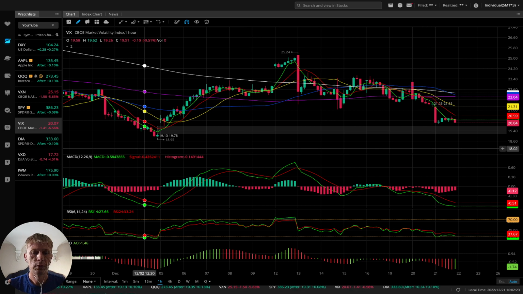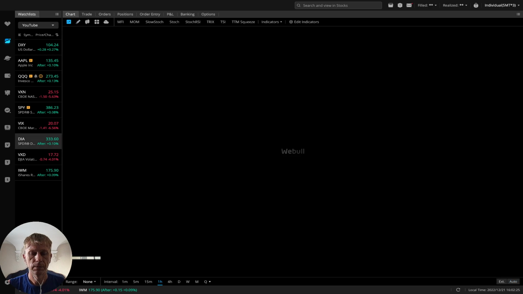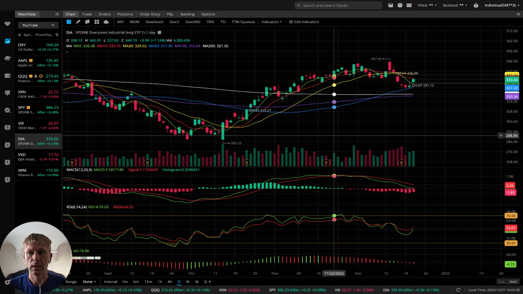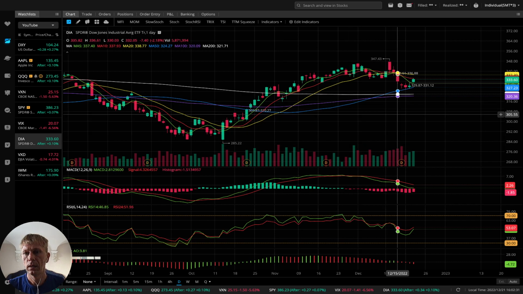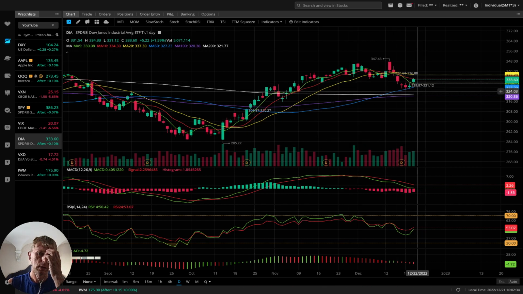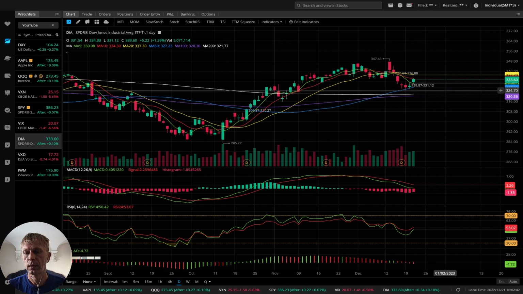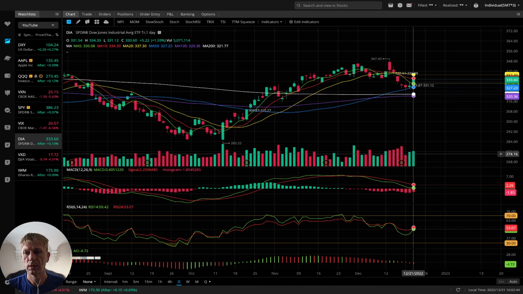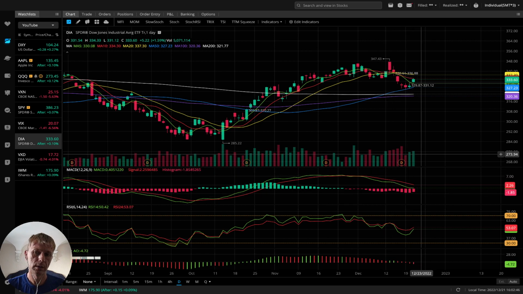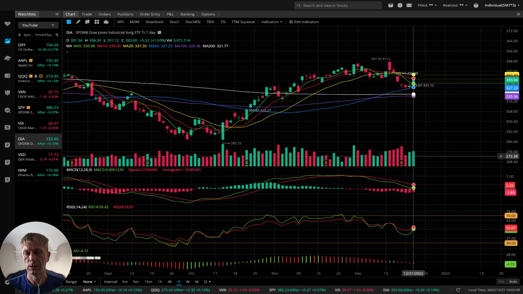Okay, let's move to Dow Jones. 1.5% up also today. Green bar. It did create a gap, a $1.50 gap. On daily, still bearish. Volume is kind of good. Look at it, it's above average. Volume is good.